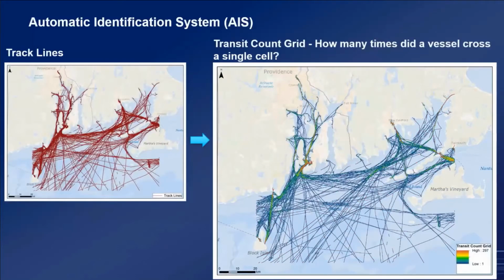From individual track lines, we can then determine the density of lines in a given area, and we can also determine the number of times a given vessel has crossed a single cell. This allows us to see patterns of vessels that linger in a given area, such as a fishing vessel, or those that might pass straight through a cell while underway.